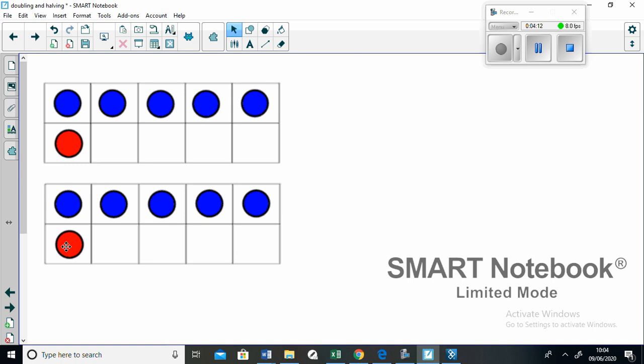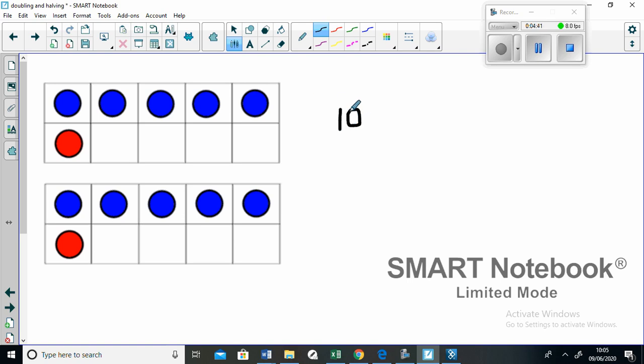Now I can use this. So when I'm actually going to calculate double six, I'm going to do it in 2 separate little parts. Step 1 is I'm going to double the blue counters, and then I'm going to double the red counters. Because I know that double 5, a 5 and a 5 is 10, instantly, that's no problem. I'm going to record that down. Double 5 is 10.